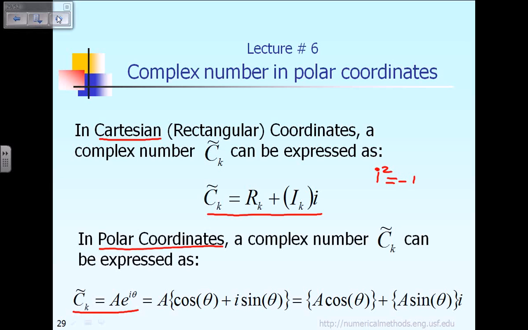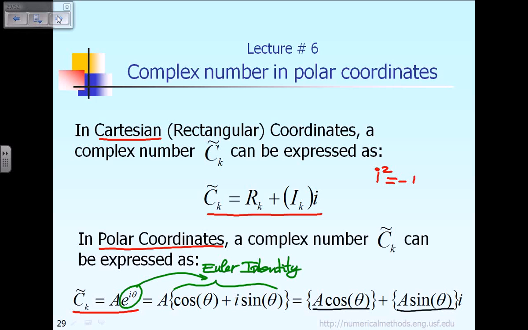Now obviously, according to the so-called Euler identity, we can say e raised to the power i theta is the same thing as cos theta plus i sin theta. We refer to this relationship very, very often, Euler identity. After expressing e^(i theta) using the Euler identity, we can multiply A with the cosine term. Then we get the term A cos theta, which represents the real part of the complex number c tilde k, and multiply A with i sin theta. Then we get the second term, A sin theta, which represents the imaginary part of the complex number c tilde k.